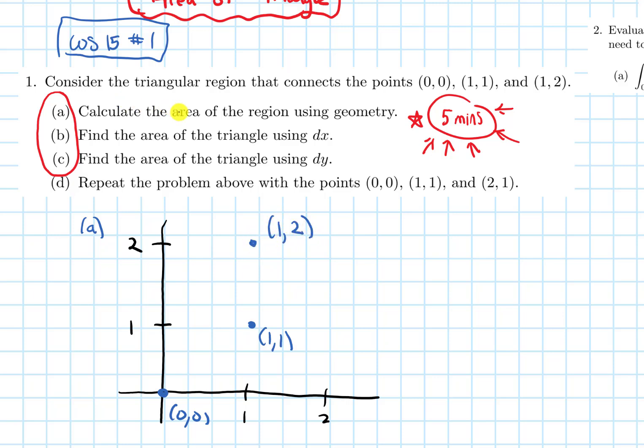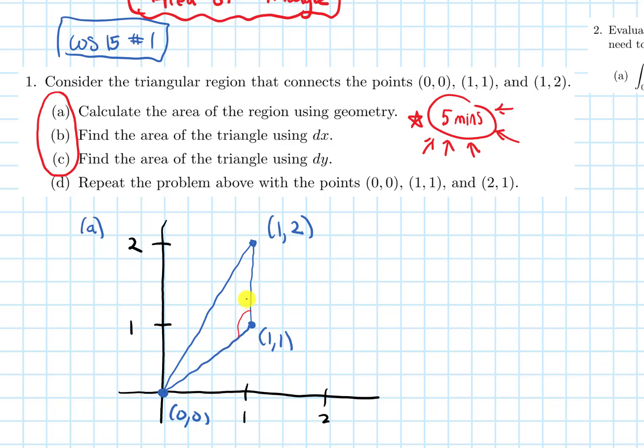It says calculate the area of this triangular region. So let's connect these with straight lines to make our triangle. It's talking about the area of this triangle, and in part A, we want to do that just using geometry. This is an obtuse triangle, a triangle where one of the angles, this angle over here, is bigger than 90 degrees.